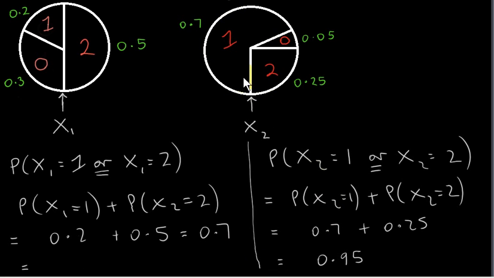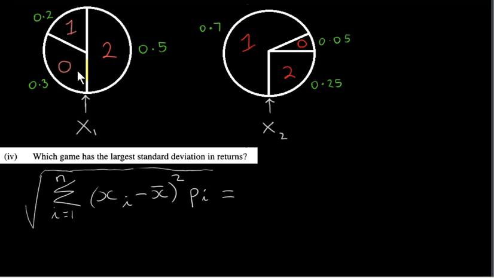We do a similar thing for this spinner here. For game 2, we want the probability that x2 equals 1 or x2 equals 2, so we just add the probabilities of these two events. If we do that, we get 0.95, or we could work out 1 minus the probability that x2 is 0, or 1 minus 0.05.